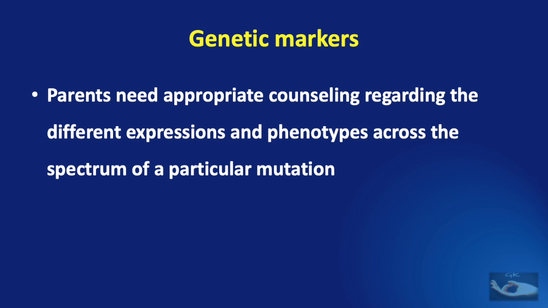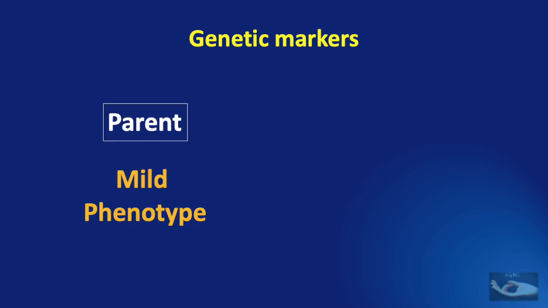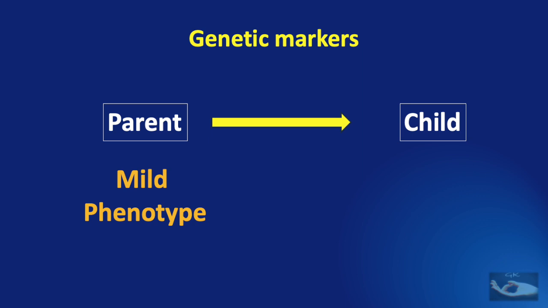Parents of children with congenital differences of the upper limb, and parents who have congenital differences, need appropriate counseling regarding the different expressions and phenotypes expressed across the spectrum of a particular mutation. For instance, the parent may have a mild phenotype and no gross difference seen. We need to counsel them that there is a big spectrum of this expression of the phenotype and the child may be affected with a severe phenotypic expression of the same genetic mutation. So the parents should be prepared for this.